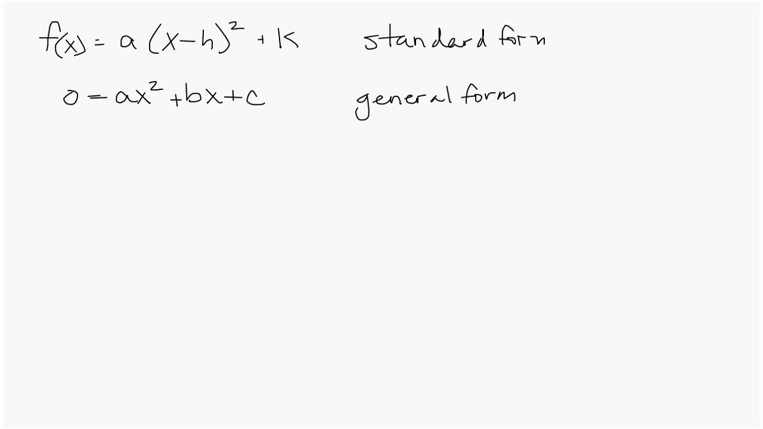So when you graph a parabola, you want to know the vertex, and the vertex is either going to be the bottommost point of the parabola if it is opening upwards, so the minimum, or the vertex is going to be the topmost point of the parabola if it's open downwards, and that's going to be the maximum.